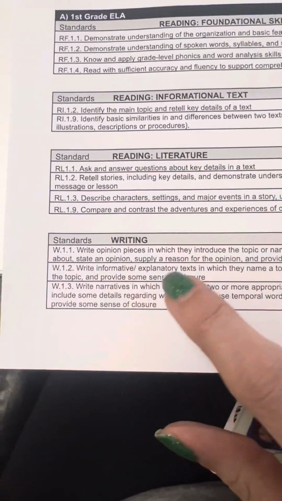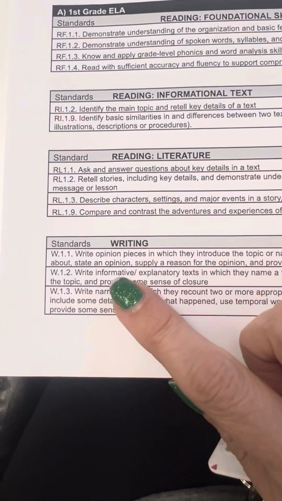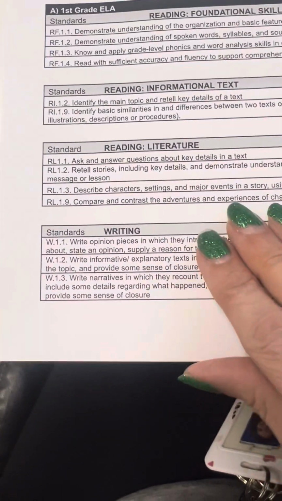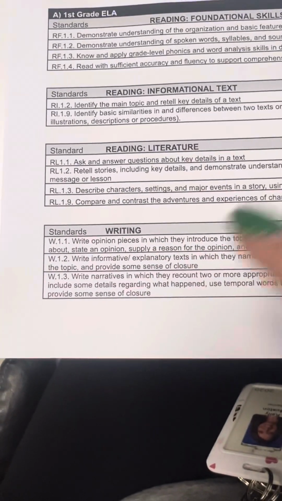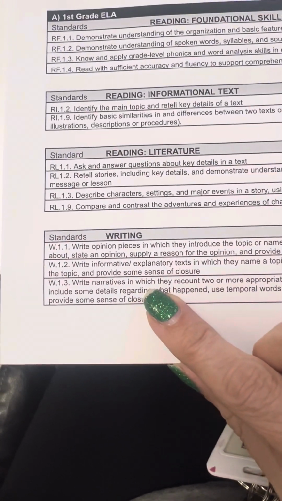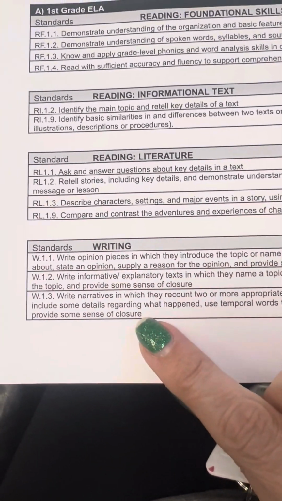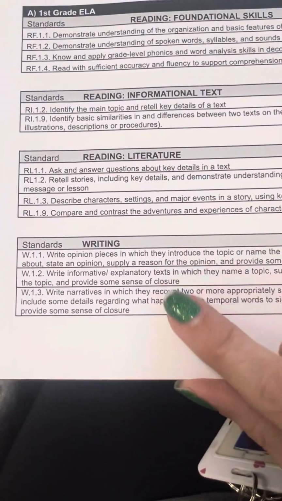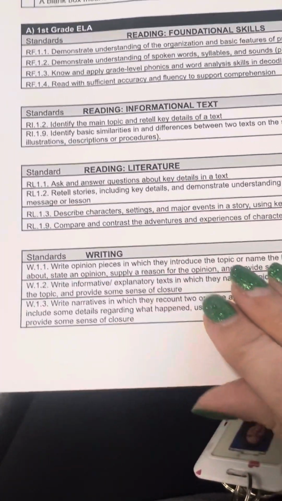For writing here, we have writing opinion, writing informational, and writing narratives. This is reflected in the content portion only, not necessarily in your child's ability to space or use punctuation or things like that. So that's just the content.